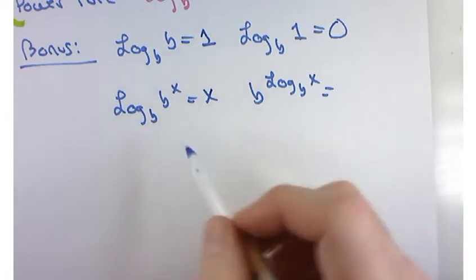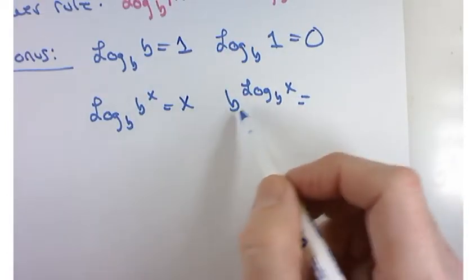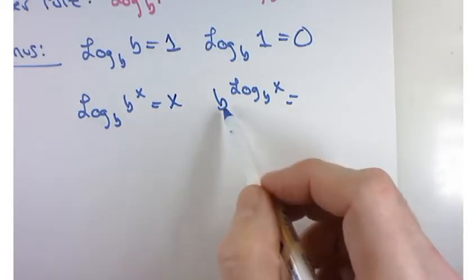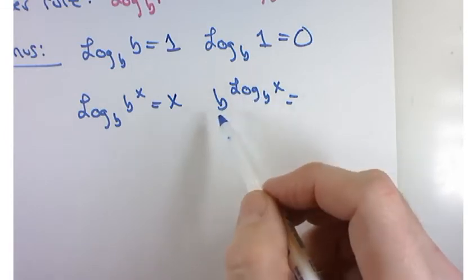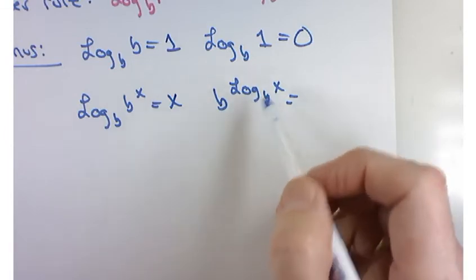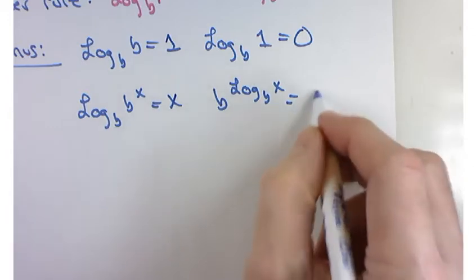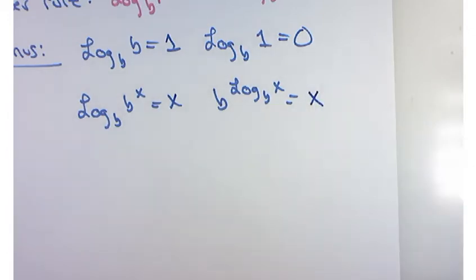So, likewise over here, again, you're doing a function and its inverse. So the exponential function and the log function are inverses. So that would also be an x.